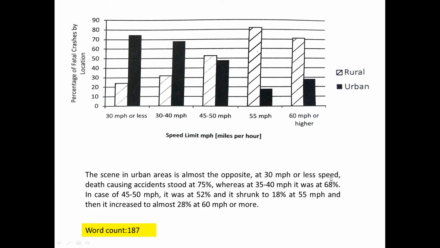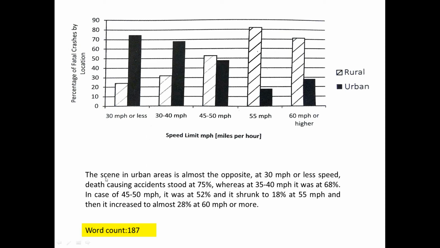At 30 mph or less speed, death-causing accidents stood at 75%, whereas at 35 to 40 mph it was at 68%. In case of 45 to 50 mph it was at 52%, and it shrunk to 18%, meaning decreased to 18%, at 55 mph, and then it increased to almost 28% at 60 mph or more. So this is it. We have just explained everything that happens in the graph.